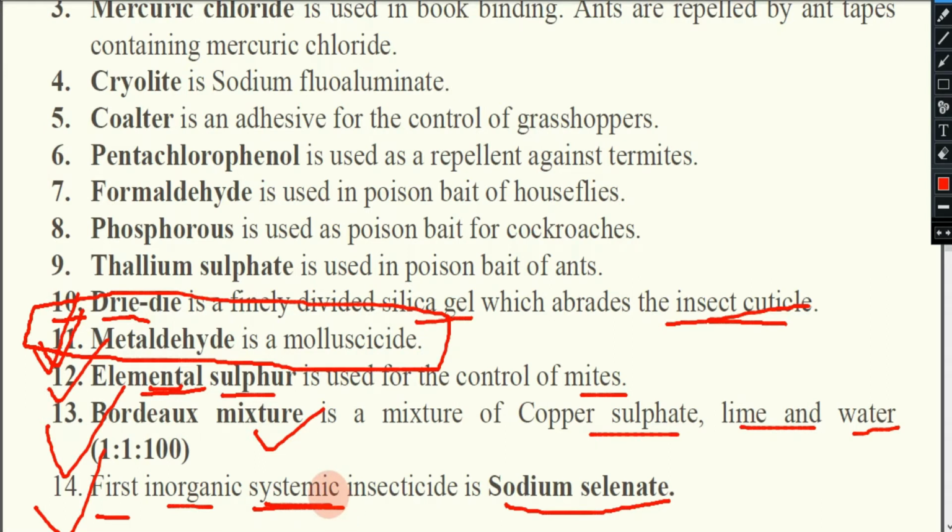So which one is the first inorganic systemic insecticide? That one is your sodium selenate. It may come in the exam. Very, very important. Anyway, all of the things are not required. You see, try to understand this.